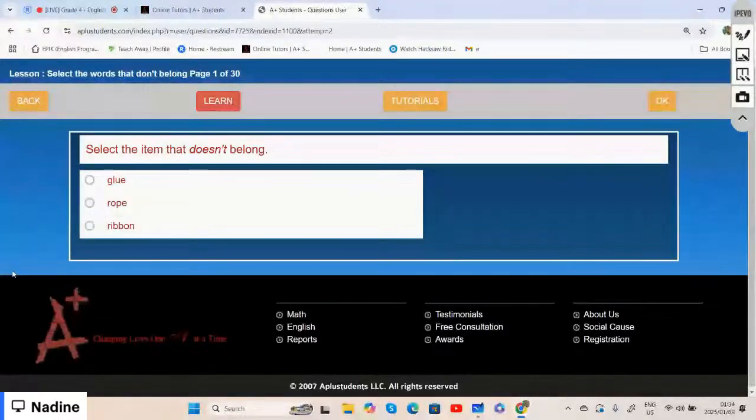Look at, right, something that sticks. Then you have a rope, you have a ribbon. What are words that are not related to one another? A word that is not related.